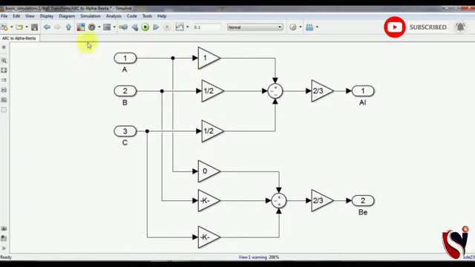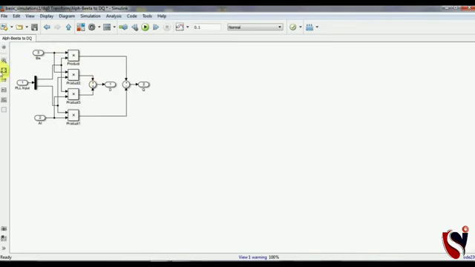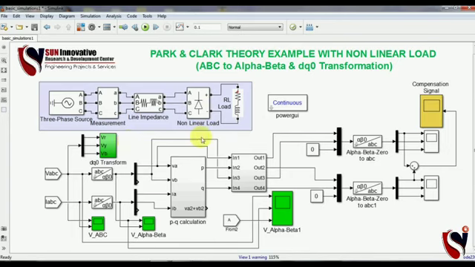So you see here, this is the matrix actually, and this matrix helps to design the alpha beta and the DQ values. So ultimately these two theories depend on two matrices, that is KC and KP, the Park transform matrix and the Clark transform matrix, and it is shown in the video, you can see here. And now let us start this simulation so we can understand this theory exactly.